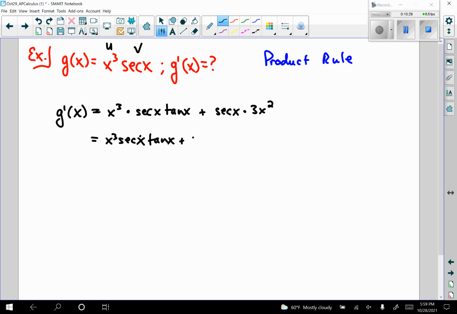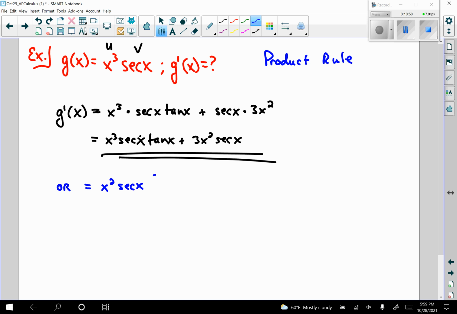And then the second part, we just write that 3x squared first. So this is acceptable. But just in case, as a multiple choice, it might have had something that looked a little different. They may just factor out a common factor, GCF here, of x squared secant x. And then this would just leave us with x tangent x, and then plus 3.